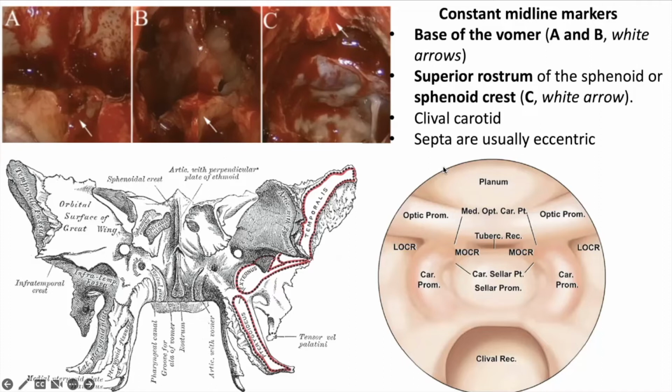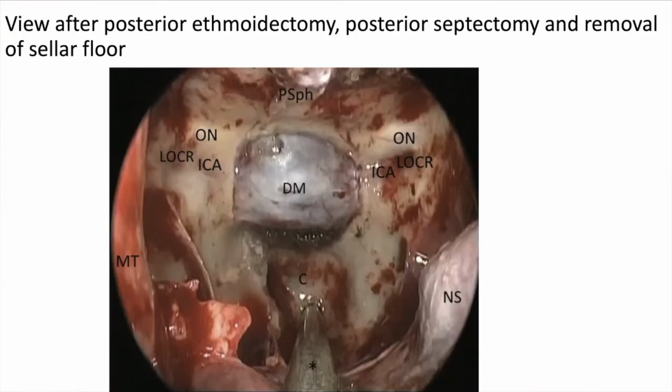And I have also discussed the clival carotid. So identify both the clival carotids on either side, and the middle of these will be the midline. But don't rely on the septa. Sphenoid septa are usually eccentric and they are not in the midline. So one can visualize the structures as shown after the removal of one or both posterior ethmoids, the posterior septum, and the sellar floor removal.